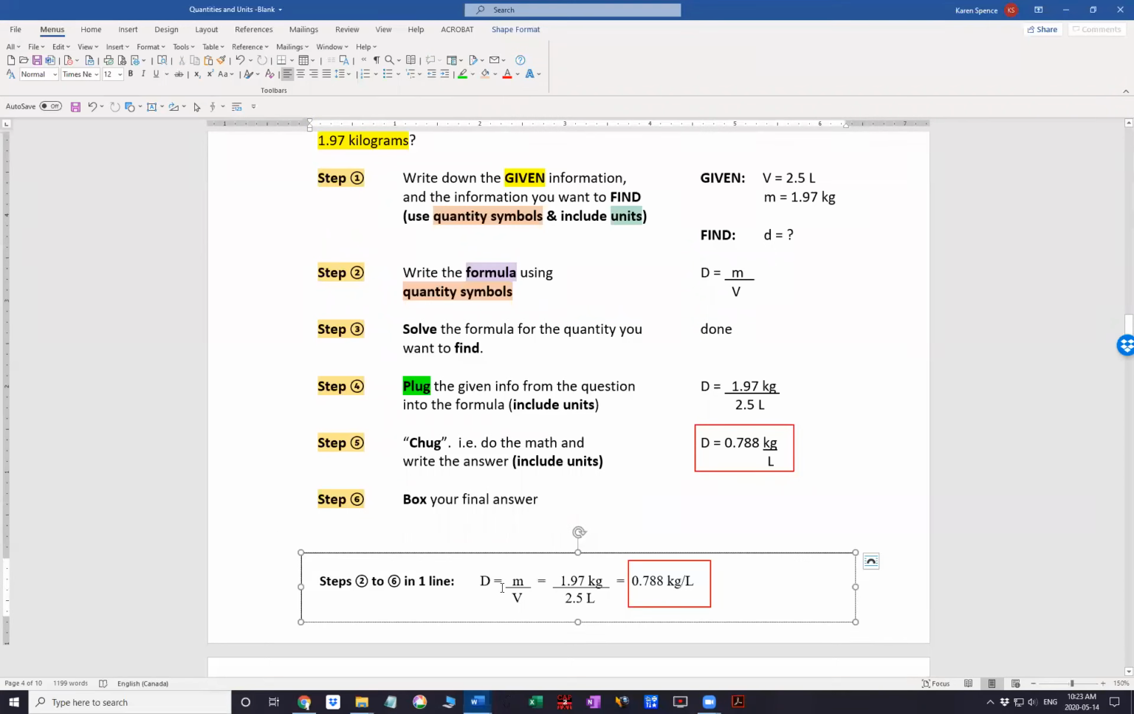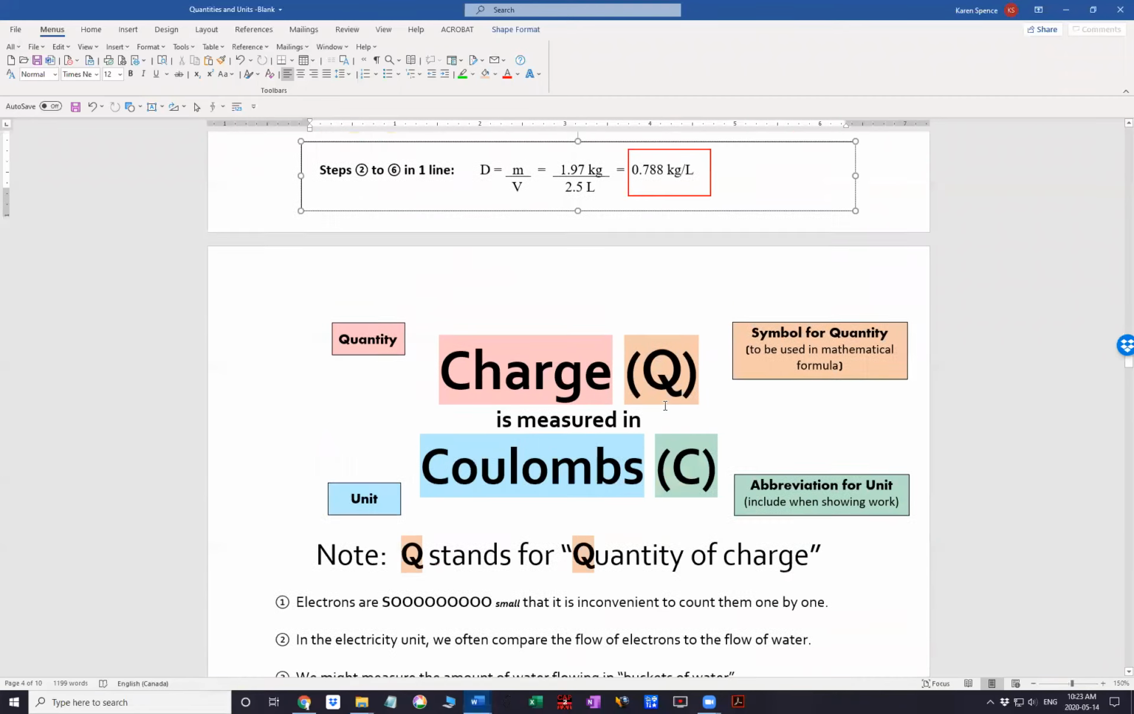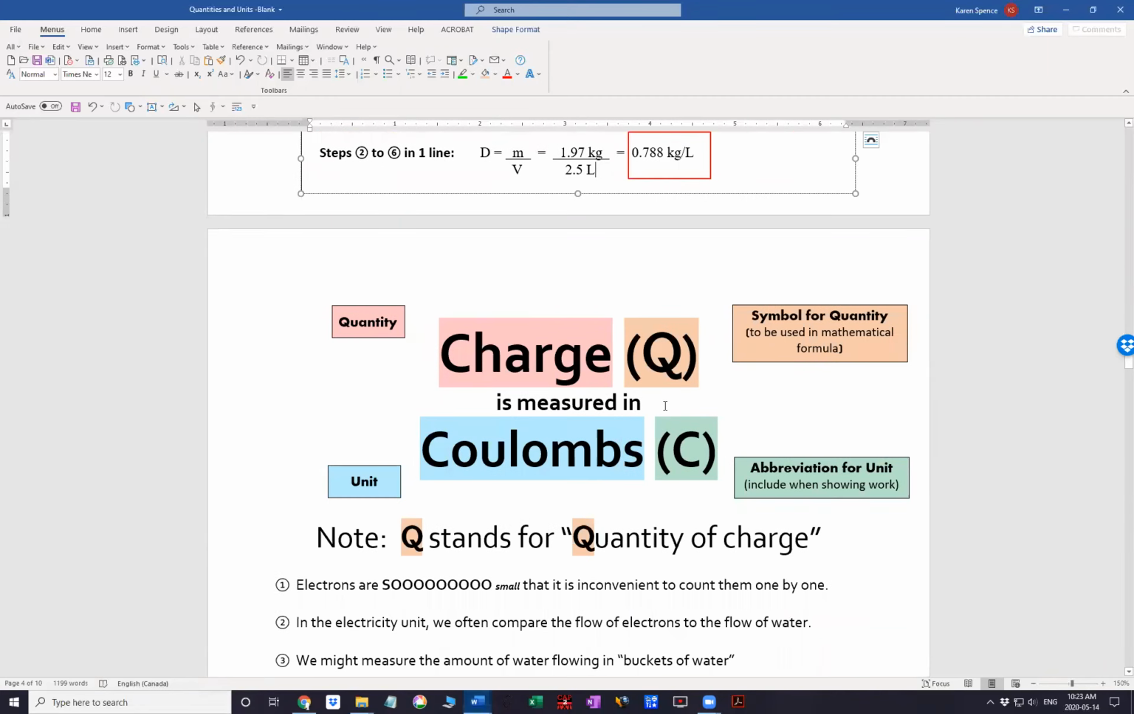Okay, so you can do it all in one line rather than doing it step by step by step. Okay, let's see. Now, we've been dealing with units that you are probably familiar with. This unit in Science 9 is actually about electricity. And in electricity, we are going to be using some units which you might not be familiar with.